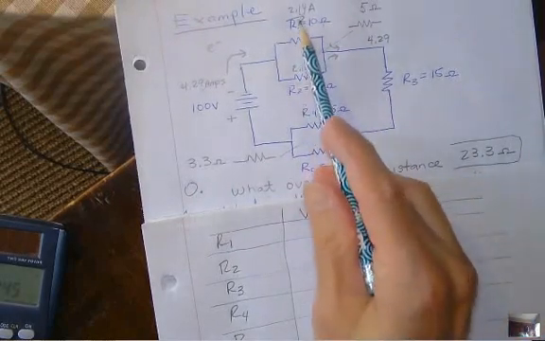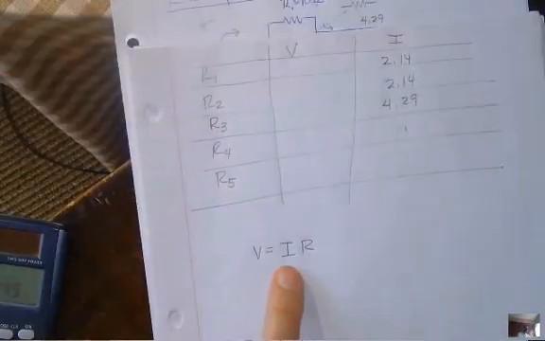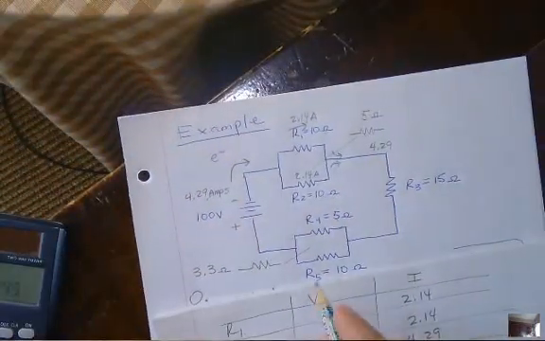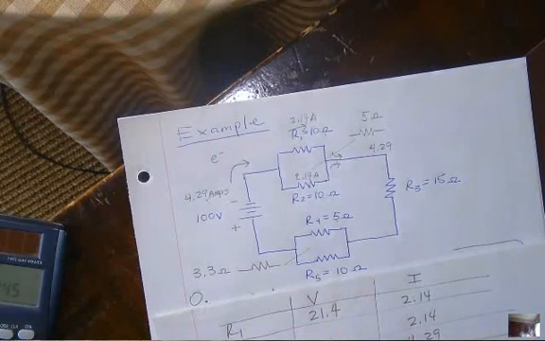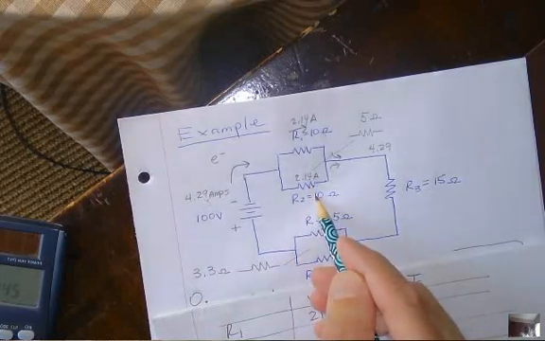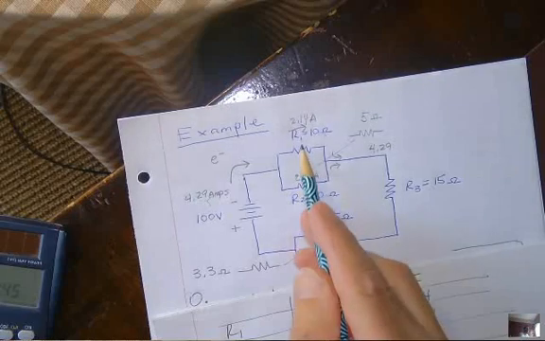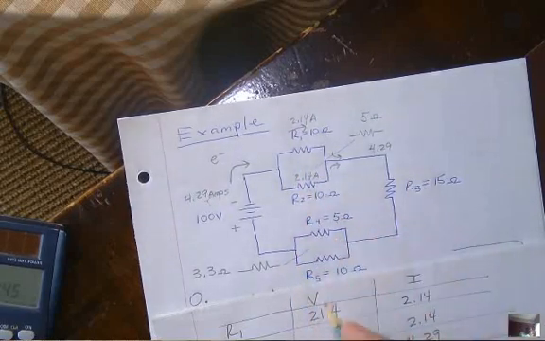So 10 times 2.14 times 10 gives me 21.4. So the voltage drop across this one is 21.4. The voltage drop across the bottom one is the same. Look, it has the same exact current and the same exact voltage. It's in exactly the same situation. These two guys are twins. Twins in parallel have everything the same. So this guy also has a drop of 21.4.